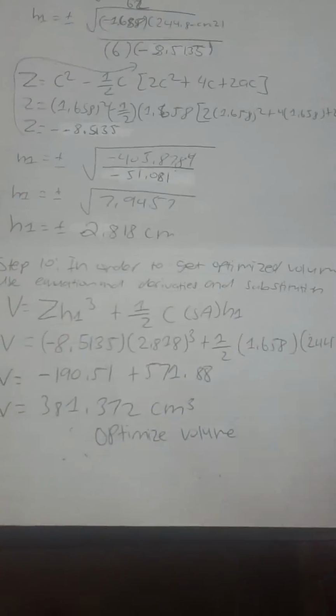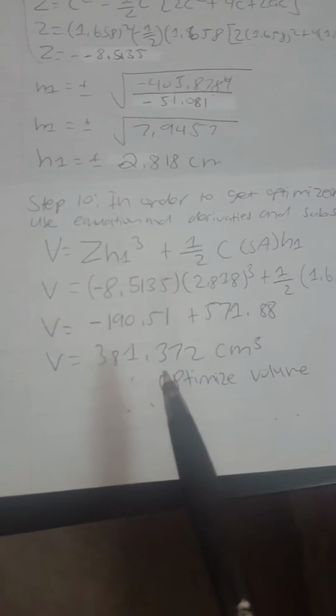So in order to get your optimized volume, you just go back to the equation that you had originally: z h1 cubed plus 1 over 2c times surface area h1. You plug in your z value. You plug in the height that you found. You plug in 1 over 2c, back again with your ratio, your surface area, your ratio. In the end, V comes out to be 381.372 centimeters cubed. This in total is your optimized volume.